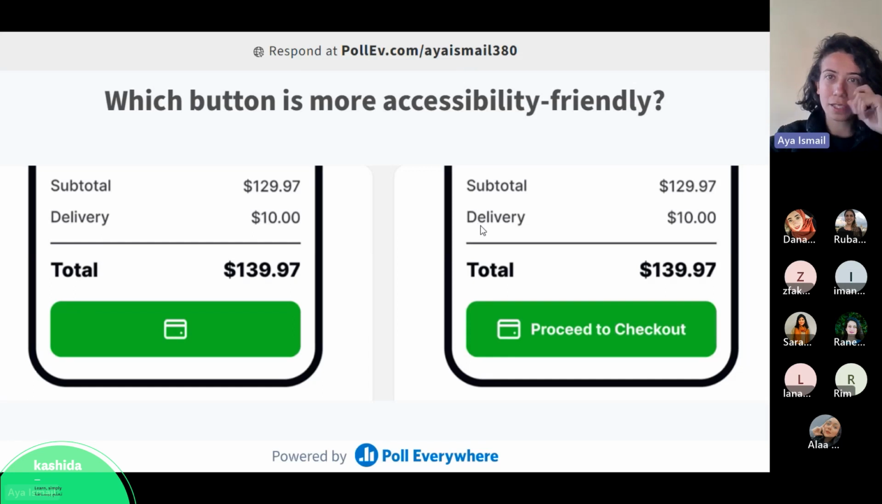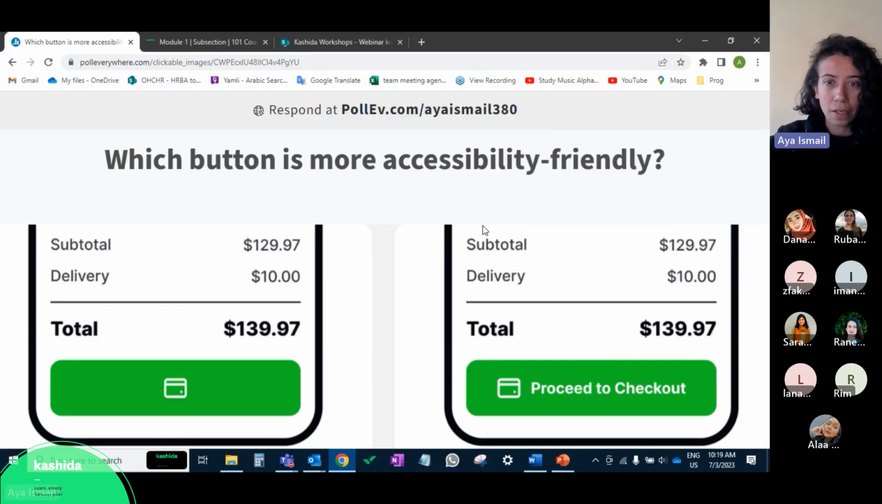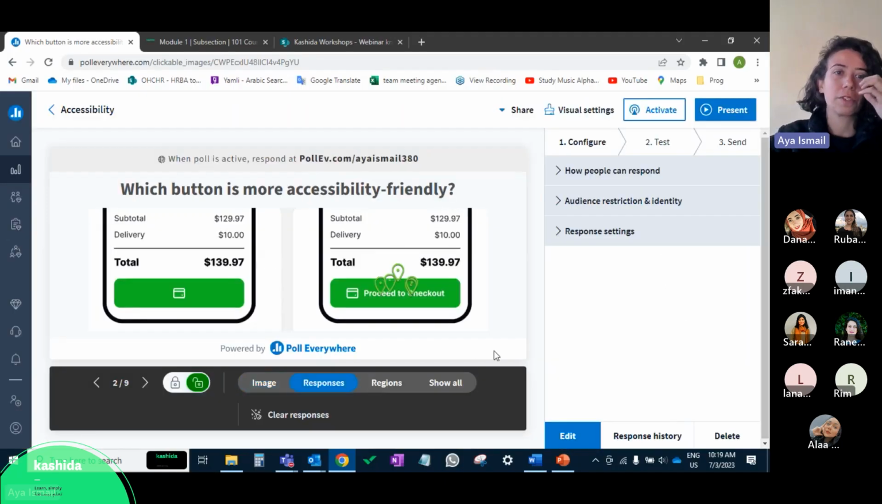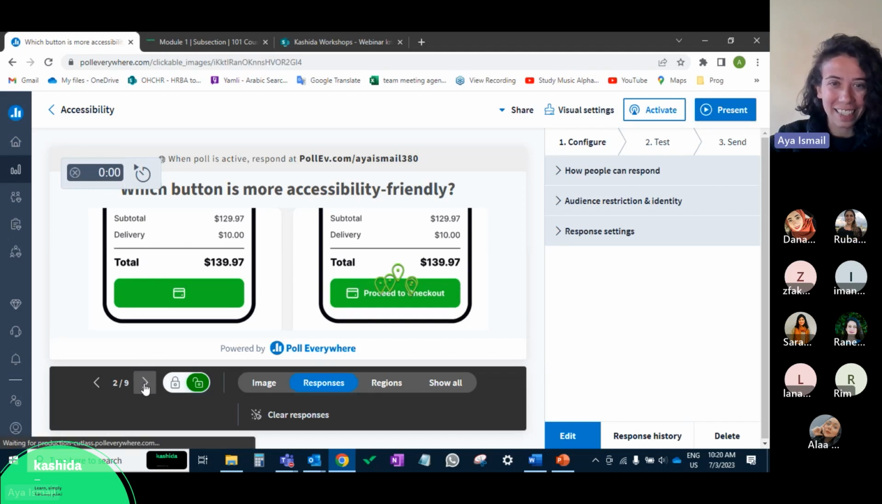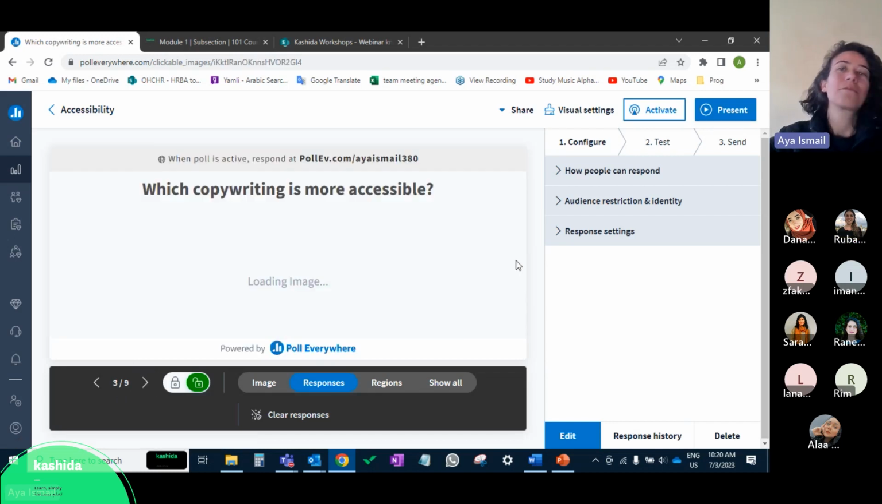I'm not seeing the results. Yeah, people have already answered. Okay, here, I should click on responses. There we go. Okay, so people are choosing the one on the right, which is correct. And the reason is that we not only see an icon, but we can read what the button is about. Great. Next.